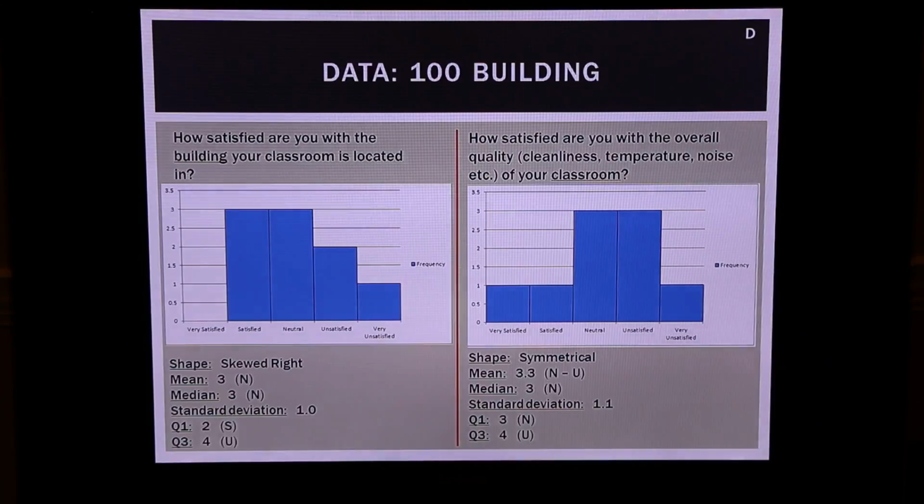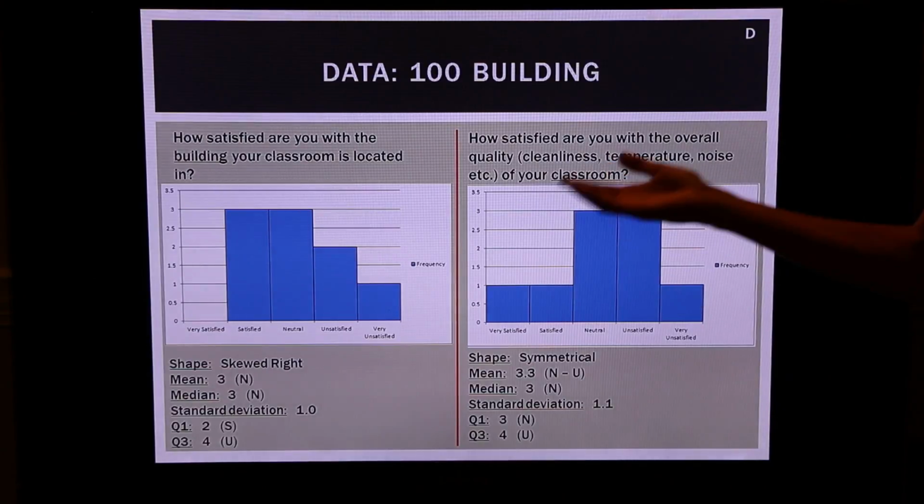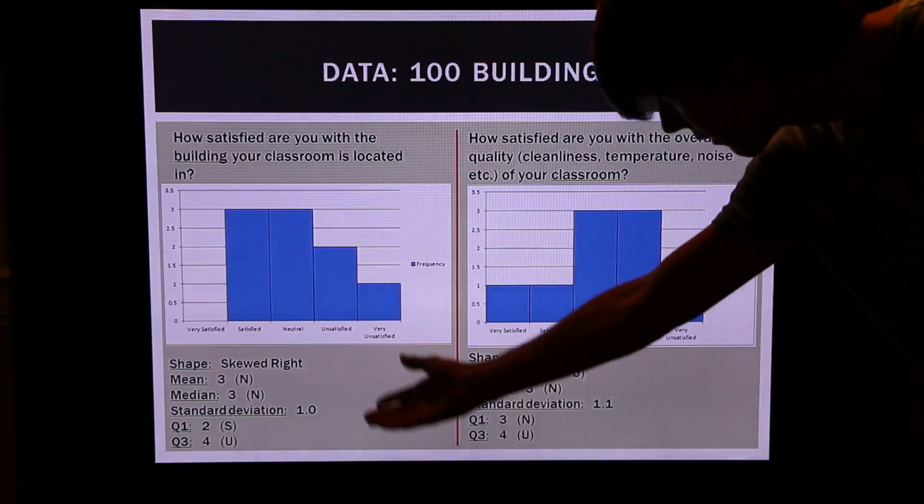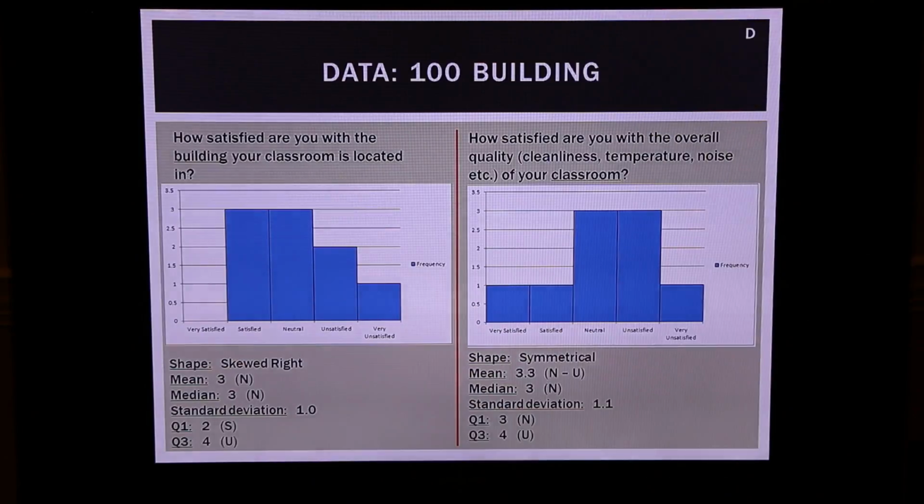Now this would be the same data just for the 100 building. So first we ask them how satisfied they are with the location they have. And then we see the mean and the median of 3, and so that would be neutral. Most teachers feel neutral about where they're located. And then standard deviation, you have first quarter and third quarter.